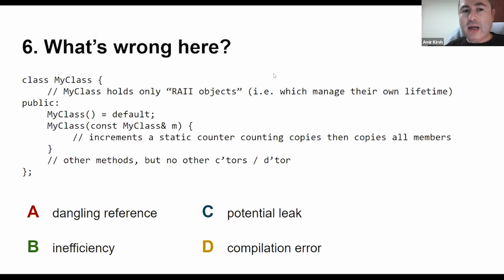I add a copy constructor just because I want to increment some static counter. I do handle the copies. I mean, in the copy constructor, I actually copy, but that's it. Should I add something? Maybe I'm missing something. So let's give you 10 seconds from now. Take another look at the code.